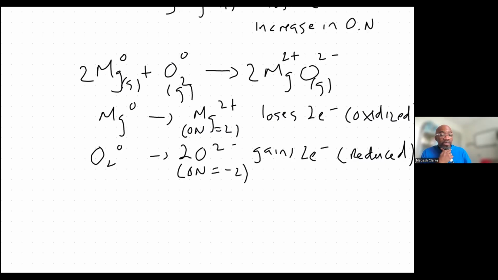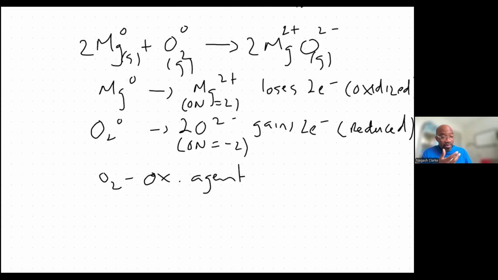So we have an increase in oxidation number, that's oxidation. We have a decrease, that's reduction. And we can tell the agents: oxygen is the oxidizing agent, because it gains electrons and it's being reduced. Magnesium is the reducing agent.